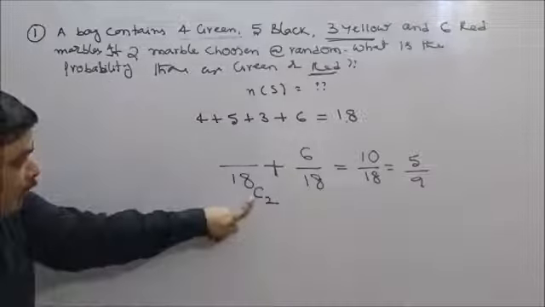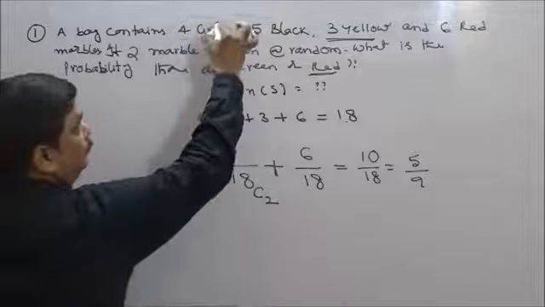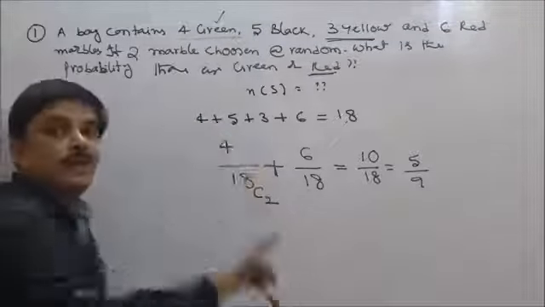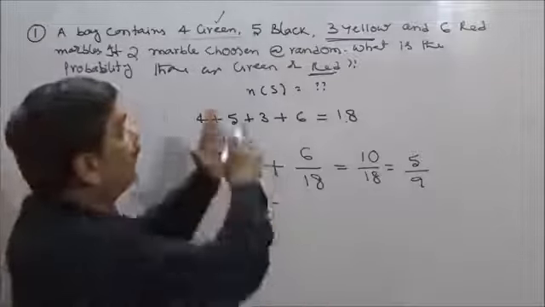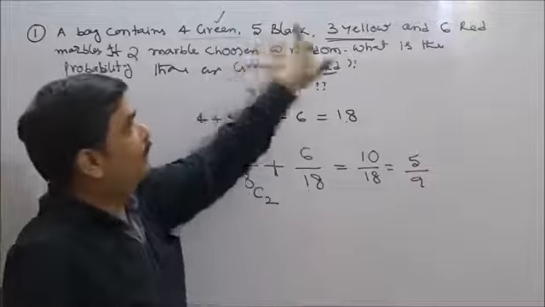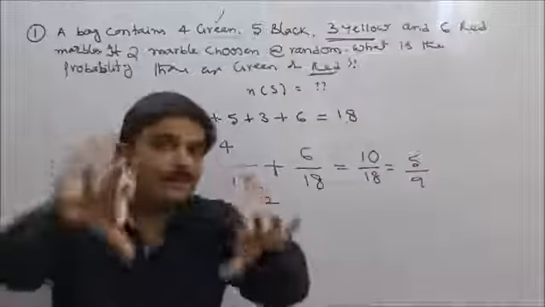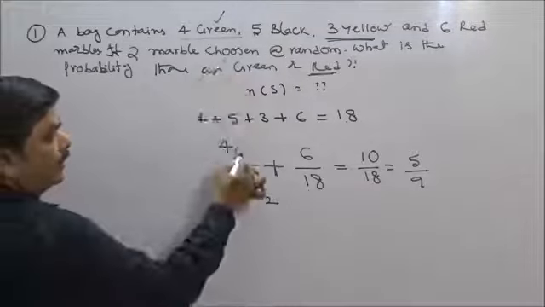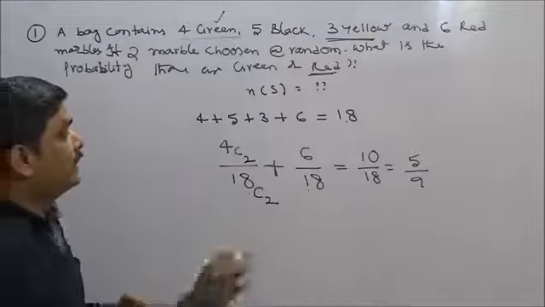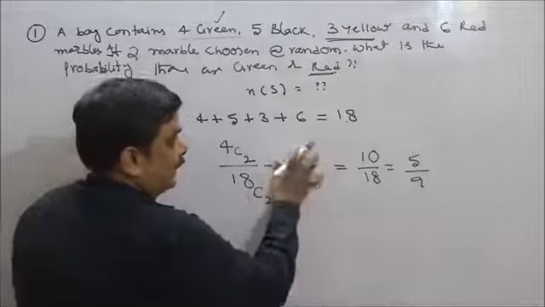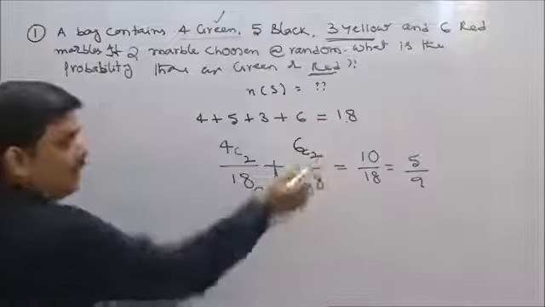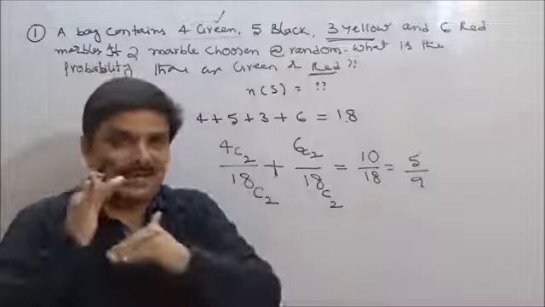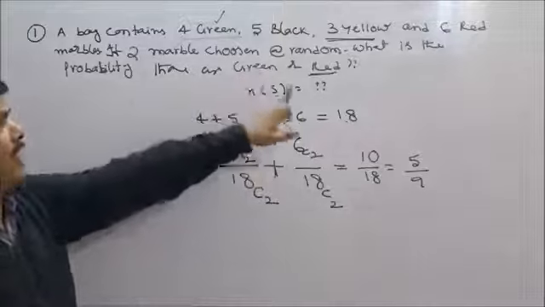It should be 18 combination 2, and 4 green balls are there. Now, from these 4 green balls, I have to choose 2 at a time. While making the selection, you should not take 5, 3, 6 into consideration, because favorable events must be from green only. So it should be 4 combination 2. Next, this is 6 combination 2 divided by 18 combination 2. You have to go in this way. Got the clarity, students? Because this condition is the OR condition.